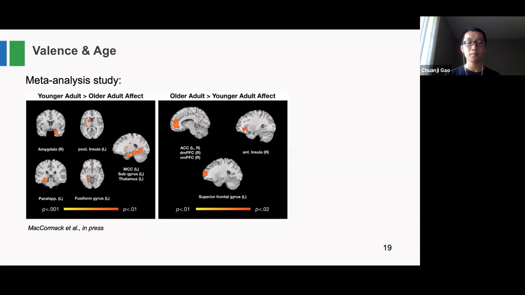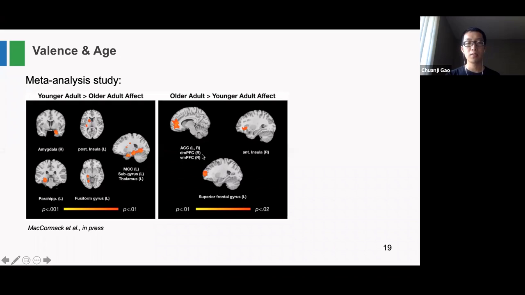Also, this study shows that younger and older adults have different neural representations. This is a meta-analysis study. They compared the young and older, and they found that young adults compared to older adults have more activation in the amygdala and some of the subcortical brain regions, and older compared to younger have activation mostly in the prefrontal area. This is very interesting because it relates to why there's a positivity bias in the older population. So how is our brain actually involved in this phenomenon?